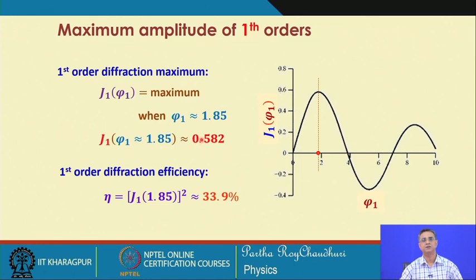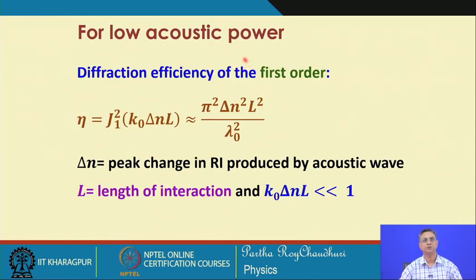So, when phi 1 is equal to 1.85, you get the maximum power in the first order diffracted beam, and that gives you the modulation starting from 0 up to this. This intensity corresponds to a diffraction efficiency of roughly about 34%, that we have also seen earlier. So, you get a diffraction efficiency of 34% starting from 0 to 1. This amplitude modulation can be configured using this first order diffraction beam, and this is for low acoustic power.